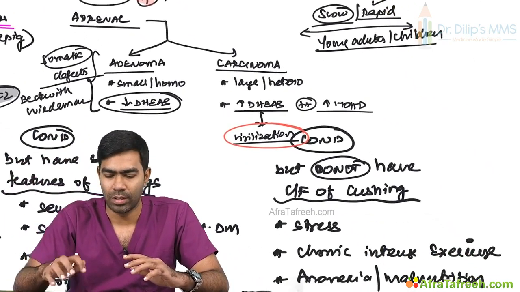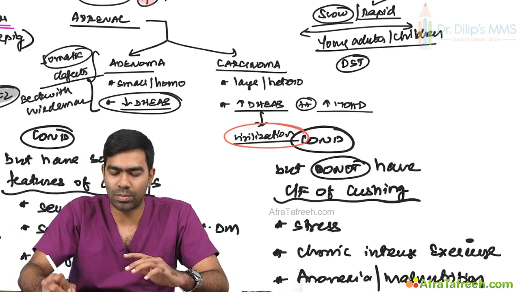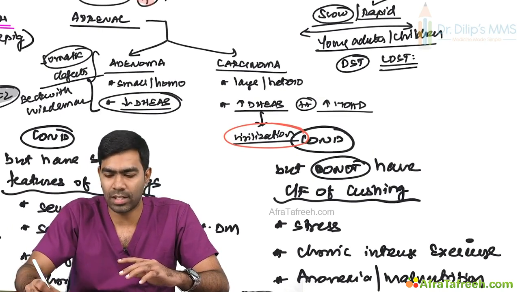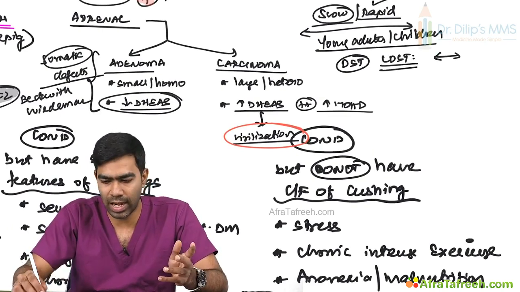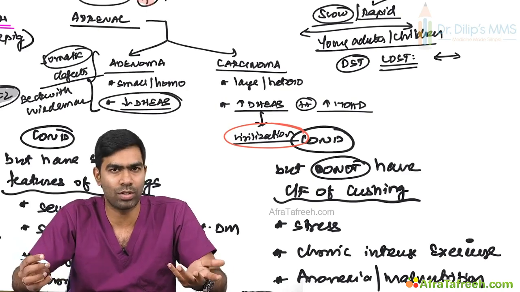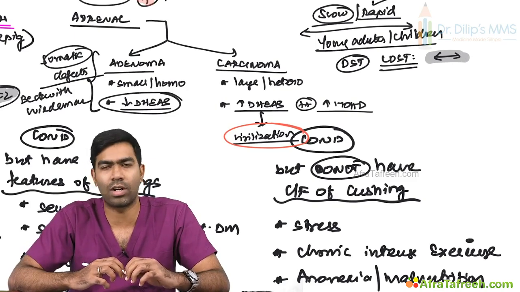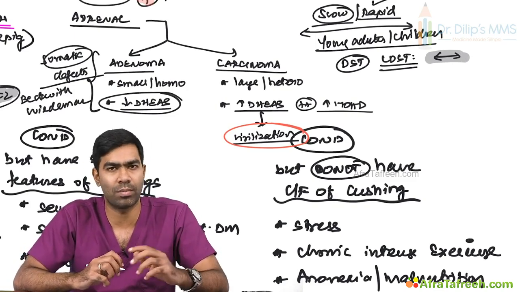Fine. What will be the response to the dexamethasone suppression test? When you use a low-dose dexamethasone suppression test, LDST, there won't be any change. Obviously, in any endogenous Cushing, if you give a dexamethasone suppression test, they will not respond to this dexamethasone suppression. That's a very important point.